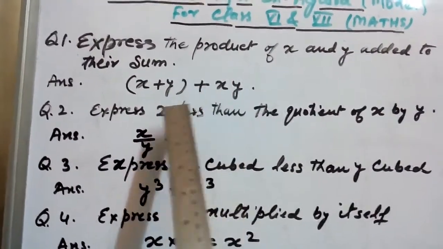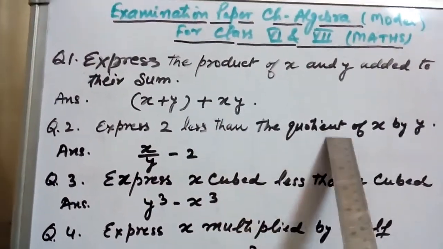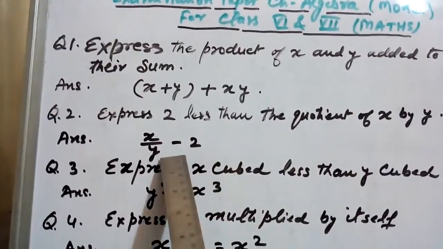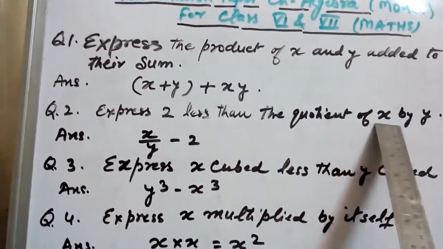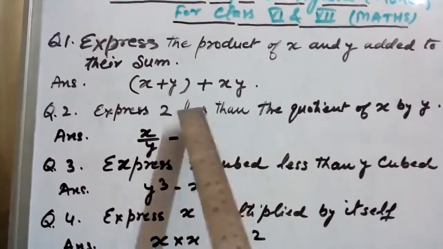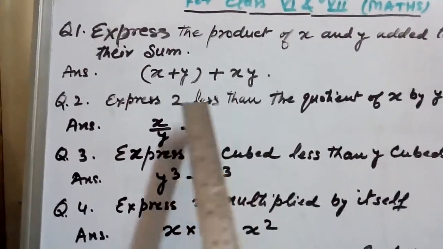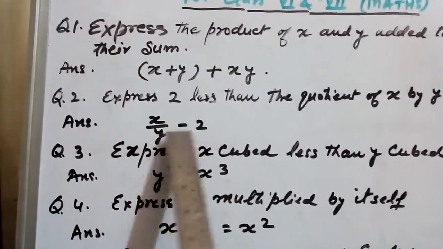Here is the answer. Question 2: Express 2 less than the quotient of x by y. Children, quotient of x and y is equal to x upon y. Quotient of x and y means x divided by y. We have to express 2 less than it. So the answer is x upon y minus 2.